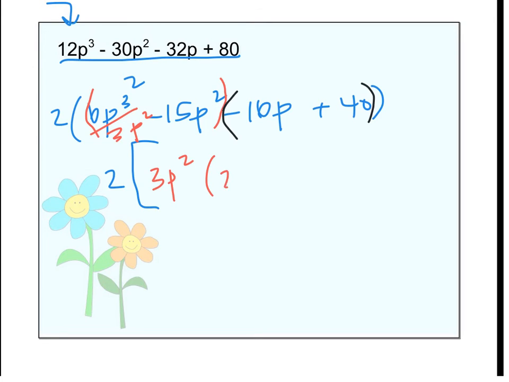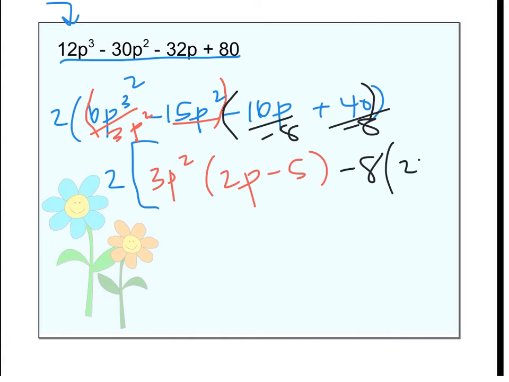So 6 divided by 3 leaves me with 2. P cubed over p squared is p. Divided out here, I'll be left with a minus 5. Do the same with the second one. This one, I'm going to take out just a minus 8. I can't take out anything else. So I'm dividing everything by that minus 8. That leaves me with 2p minus 5. Close my bracket. So notice I still have my matching binomials.